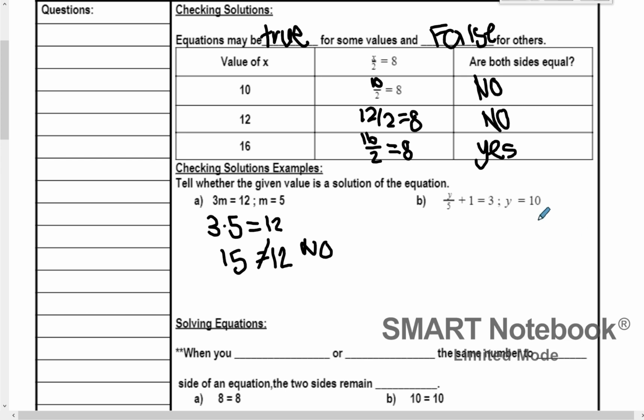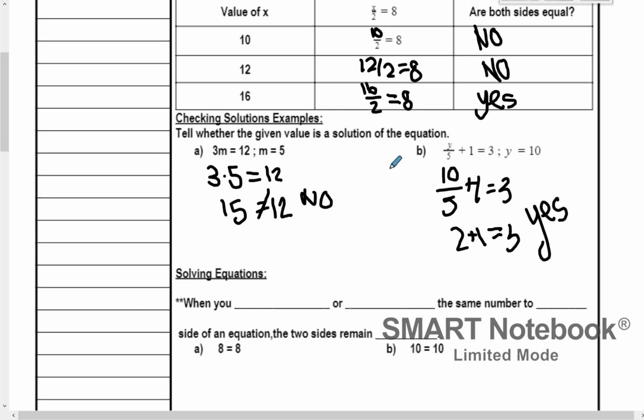Same idea over here. We have y divided by, fraction bars are divide, 5 plus 1 equals 3. Same thing, we're going to plug in our 10 for y to see if it's true. So we're going to do 10 divided by 5 plus 1 equal to 3. First, we do order of operations, so division before addition. 10 divided by 5 is 2, plus 1 equals 3, and 2 plus 1 is 3. So yes, this is a solution. I apologize for my handwriting. This is brutal. Okay, let's move on to solving equations.